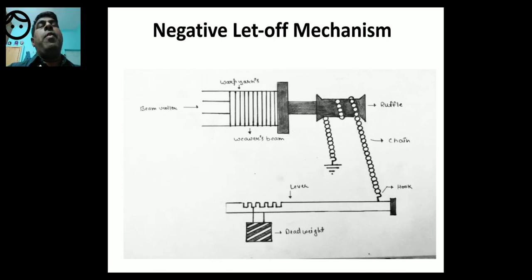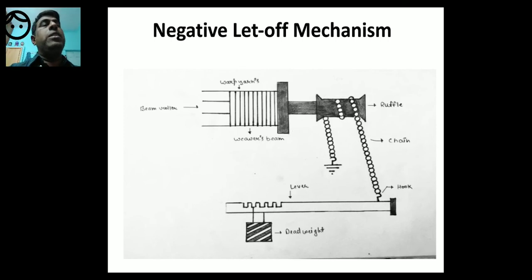So the first point is by altering the weight on the long lever. That means increasing or decreasing the amount of dead weight from 2 kg to 4 kg or 4 kg to 3 kg, something like that. Second point is by altering the position of the dead weight on the lever.